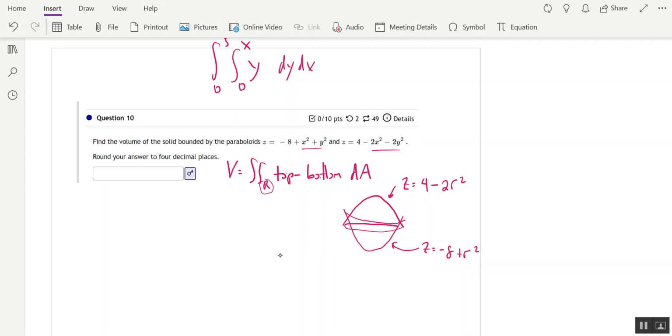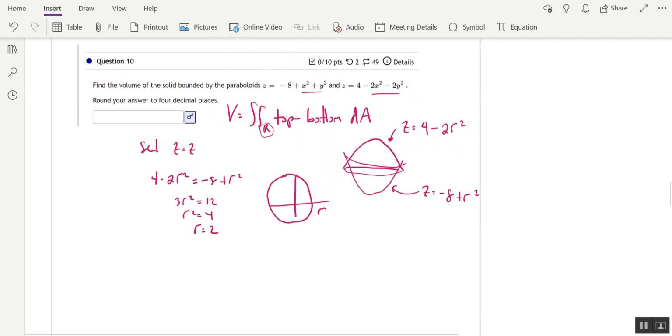To find out where these surfaces meet, we're going to set z equal to z. We're going to see they meet over a circle. So 4 minus 2r squared equals negative 8 plus r squared. That gives me 3r squared is 12. r squared is 4. So they meet over a circle of radius 2. r equals 2. Remember, we keep r positive in polar coordinates.